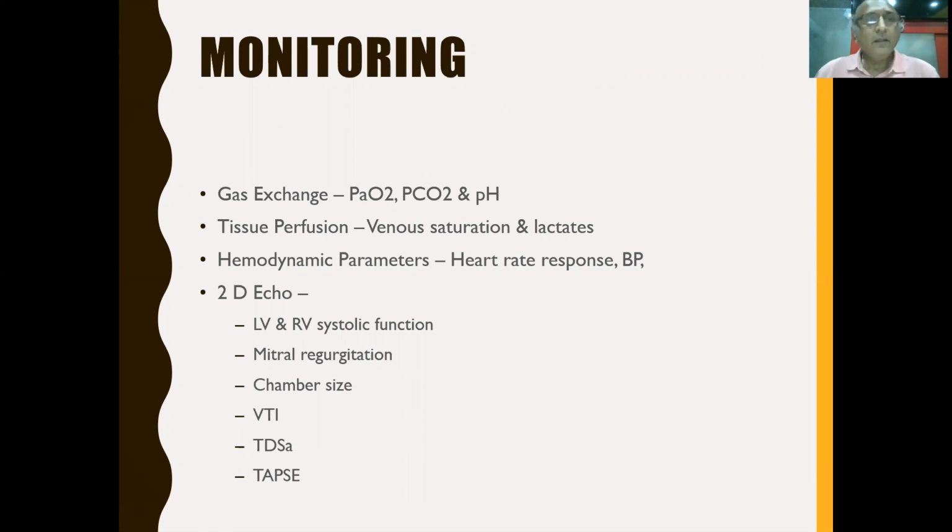And then the most important thing for a VA ECMO, you have to look into how the heart behaves, or how cardiac function behaves, when you try to wean off. At different stages of weaning, you have to always monitor that. How are the LV and RV systolic functions, whether the mitral regurgitation which is there is increasing or decreasing, whether the chamber size is getting dilated. If the chamber is getting dilated, then that is not a good sign. In that case, you have to stop weaning from that stage and go back on full support. You have to look at the VTI, the TDSA, and the TAPSE score to see the RV and LV functions.